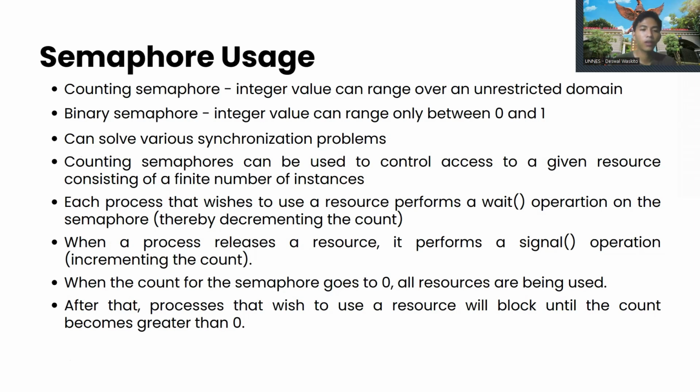Each process that wishes to use a resource performs a wait operation on the semaphore, thereby decrementing the count. When a process releases a resource, it performs a signal operation, incrementing the count. When the count for the semaphore goes to 0, all resources are being used. After that, the processes that wish to use a resource will block until the count becomes greater than 0.